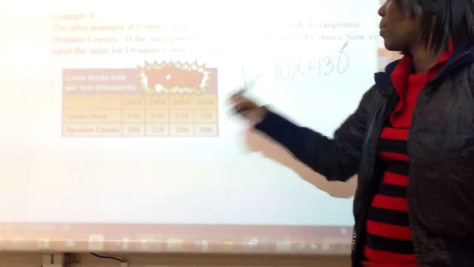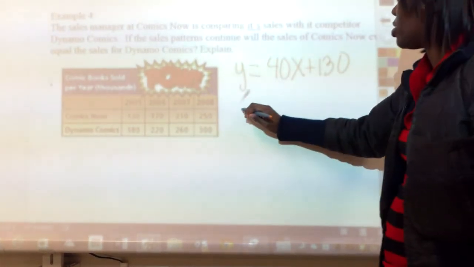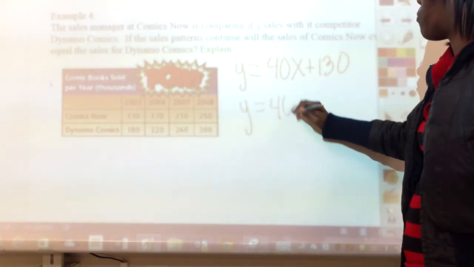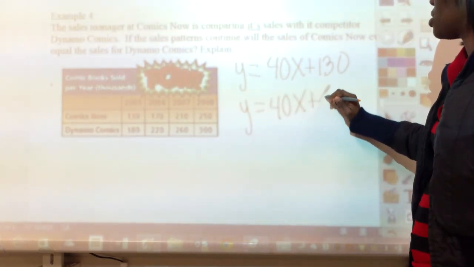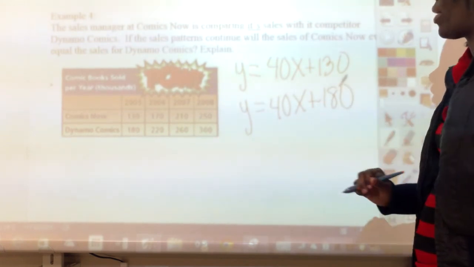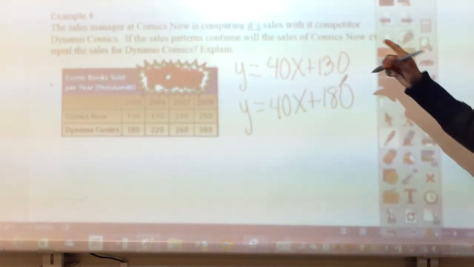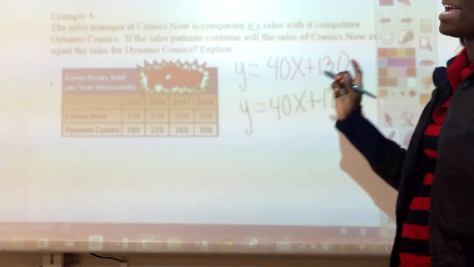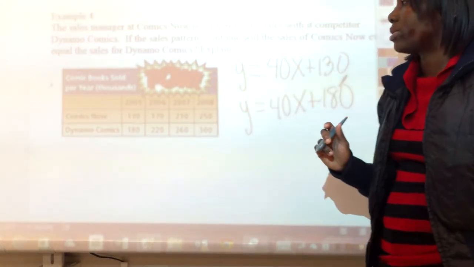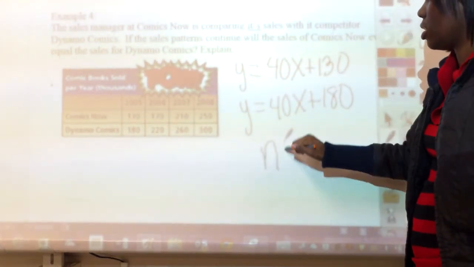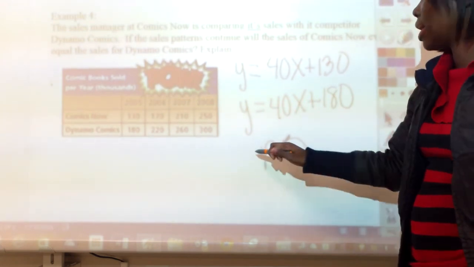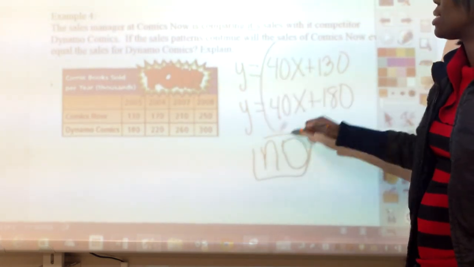The slope of the second one is increasing by 40. So it's also y equals 40x plus, in this case, the starting point is 180. And it says, will the Comics Now ever equal the Dynamos? And the answer should be no. Why will they not equal? Because they have the same slope.